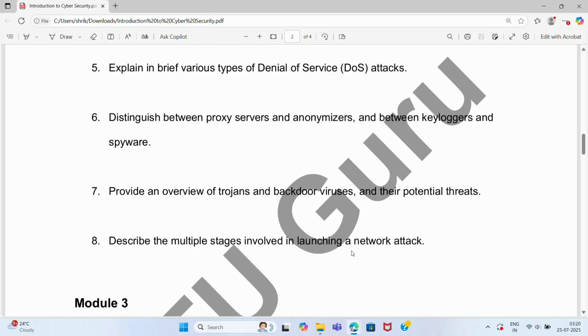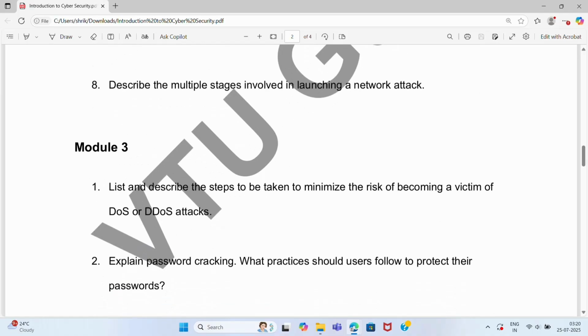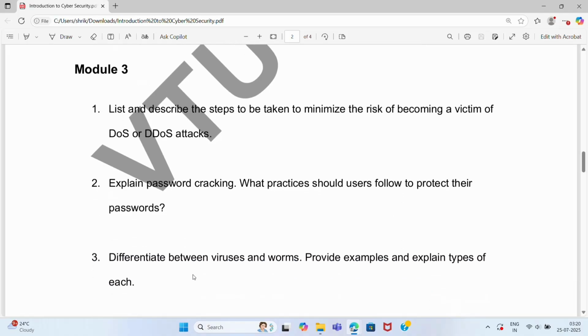Describe the multiple stages involved in launching a network attack. Next, model 3. List and describe the steps to be taken to minimize the risk of becoming a victim of DOS or DDoS attacks. Explain password cracking. What practice should users follow to protect their passwords?